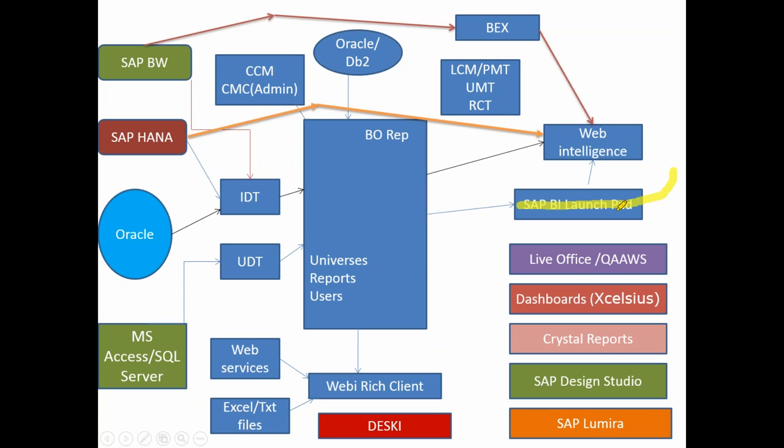What are the different reports a user can access? The user can access Web Intelligence reports, rich client reports, dashboards, Crystal Reports, Design Studio, and Lumira. These are the different reporting tools we have. Once you implement using these tools, we publish them to the BO server, and the user accesses whatever reports are published there. This is one way the user can access the reports. There are other ways also. Does the user always have to log into BI Launchpad to access the reports? Not required.